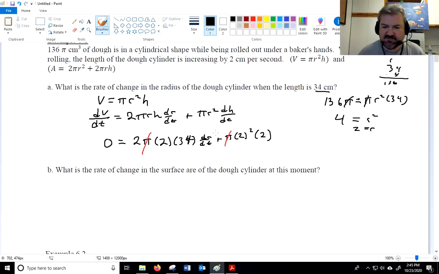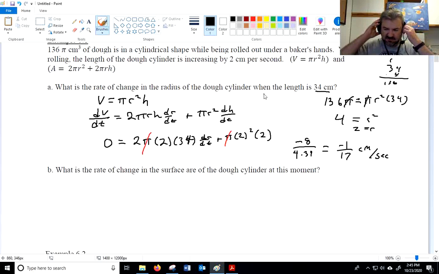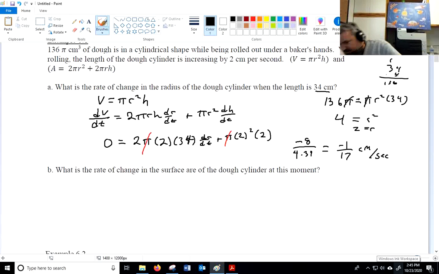We have 8. I'll move it to the other side, making negative 8. And then I'm going to divide by 4 times 34. 2 times 2 times 34, which we can reduce to 2 over 34, which is a negative 1 over 17, is the rate of change in the radius, and that is in centimeters per second. So the radius is getting smaller by negative 1/17 centimeter per second.